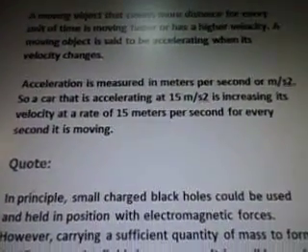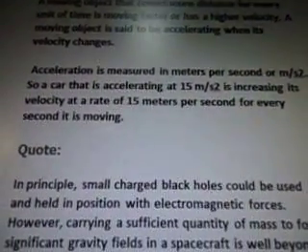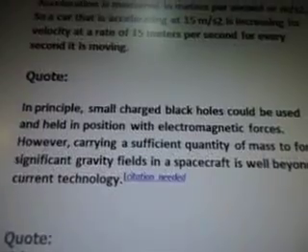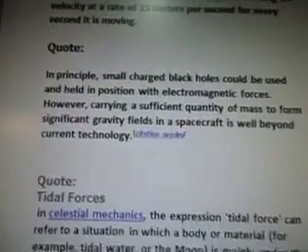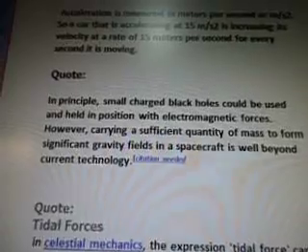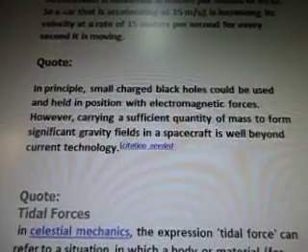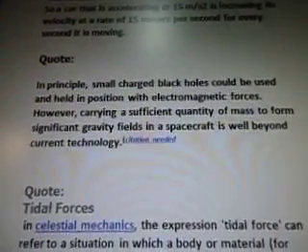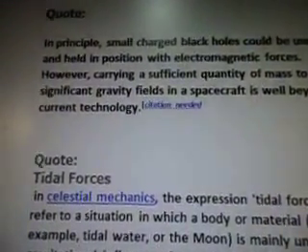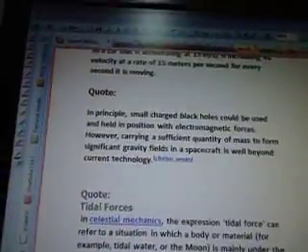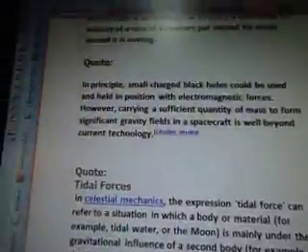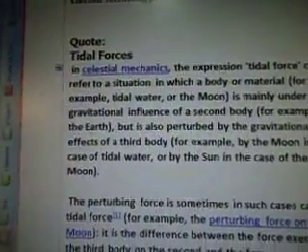So a car that is accelerating is increasing its velocity at a rate of 15 meters per second for every second it is moving. Quote, "In principle, small charged black holes could be used and held in position with electromagnetic forces. However, carrying a sufficient quantity of mass to form significant gravity fields in a spacecraft is well beyond current technology." So basically, at the time of this writing, there was no way to do it yet. Things could have changed between now and then.